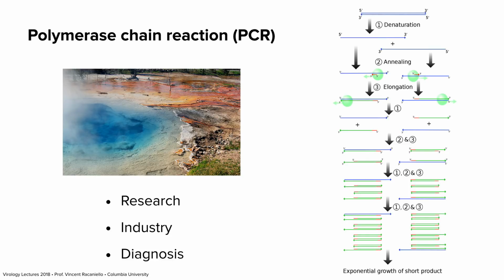PCR has been another boon in many areas, of course: research, industry, diagnosis. The polymerase chain reaction depends on the use of a thermostable DNA polymerase, which came originally from a bacterium that lives in the hot springs in places like Yellowstone, where the hot grasses that we talked about also live.